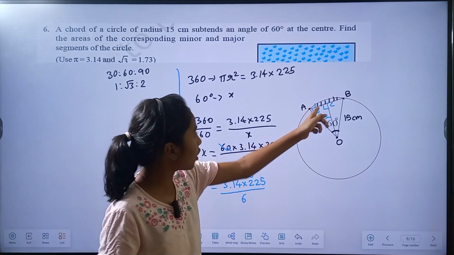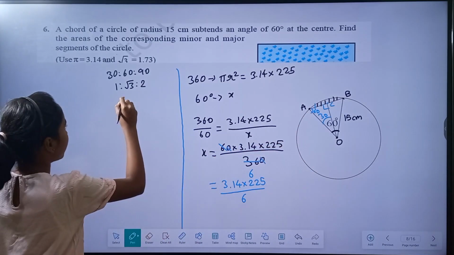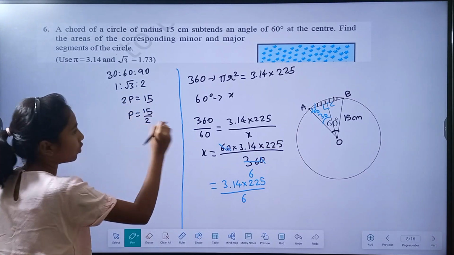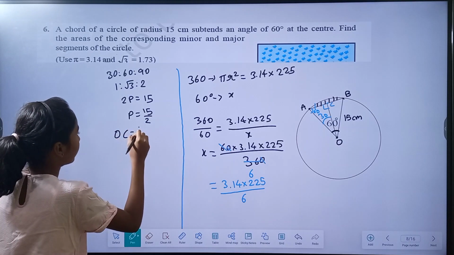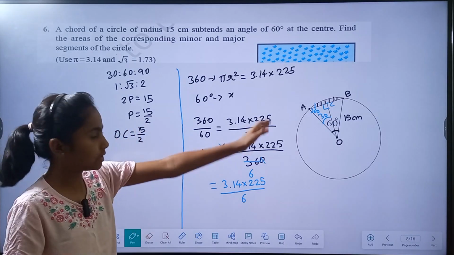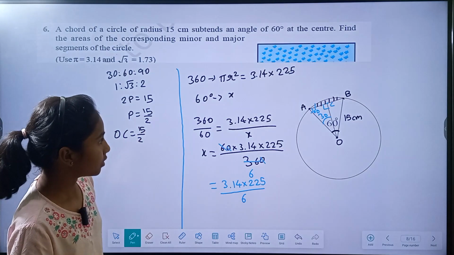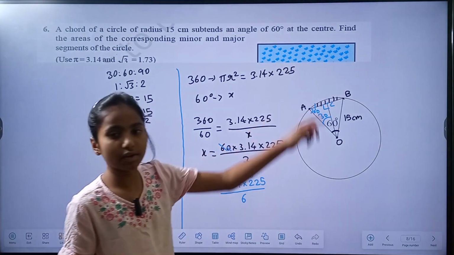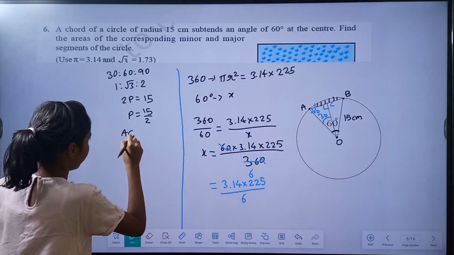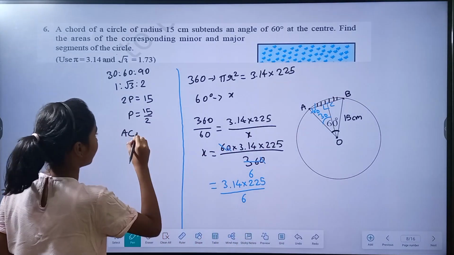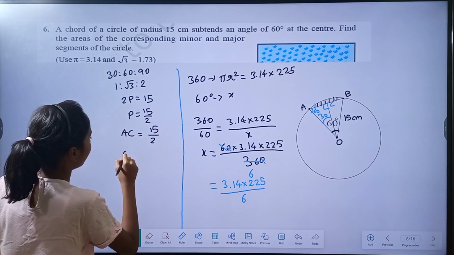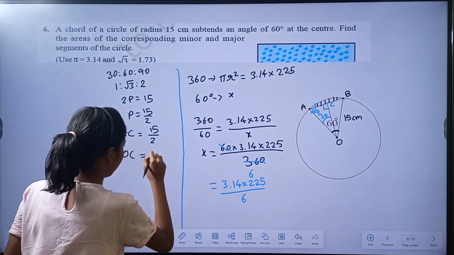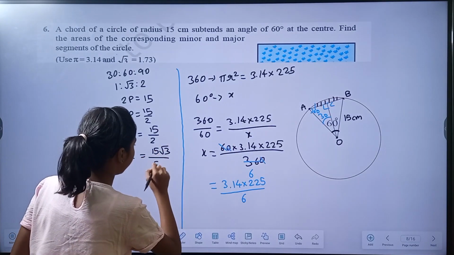So the side opposite 90 degrees equals 15 centimeter. 2p equals 15, p equals 15 by 2. So AC equals 15 by 2. And OC is opposite to 60, so it will be 15 root 3 by 2.